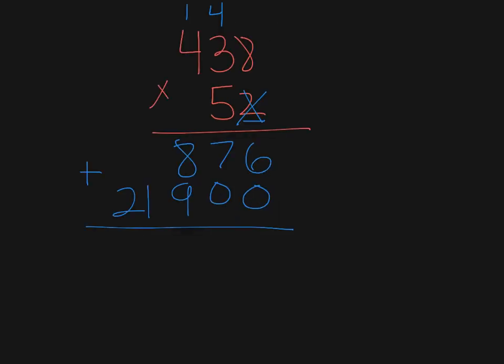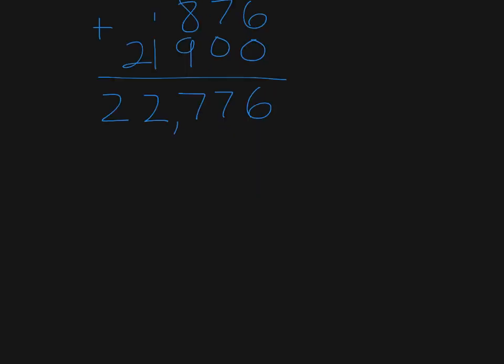I add these up, and 6 plus 0 is 6, 7 plus 0 is 7, 8 plus 9 is 17, I carry my 1. 1 plus 1 is 2, and the 2 is by himself, and we'll make that 22,776.